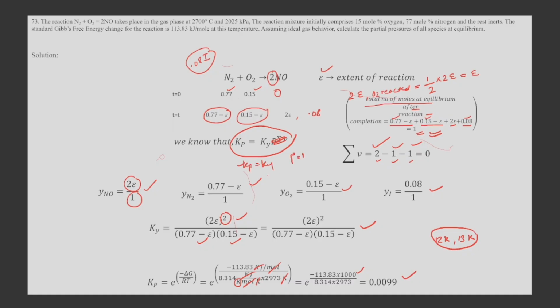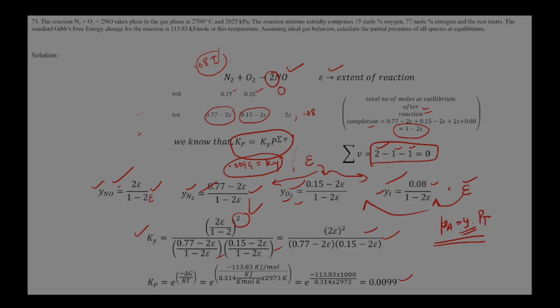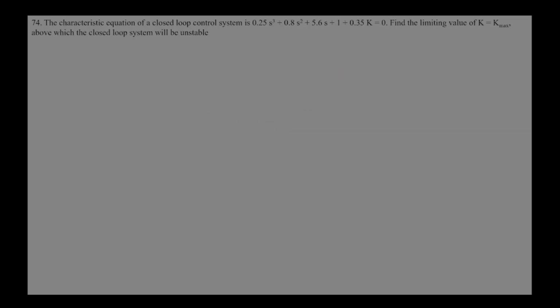So Kp we have, Ky we have, Ky is this. We will calculate E. We will put the values of E here, here, and here, and we will get the mole fractions. Then we have to calculate the partial pressure. Partial pressure is equal to mole fraction of a component into total pressure. Total pressure we have, 2025. Partial pressure we have to calculate, mole fraction we will calculate. Okay, so this is a straightforward question. Every year GATE asks this type of question. This question is very easy. I will not do it here. This is for you guys.